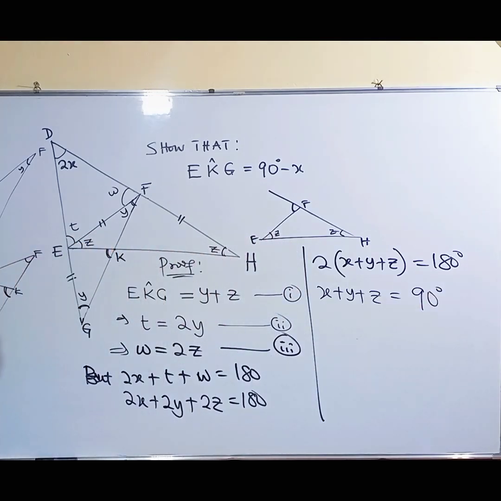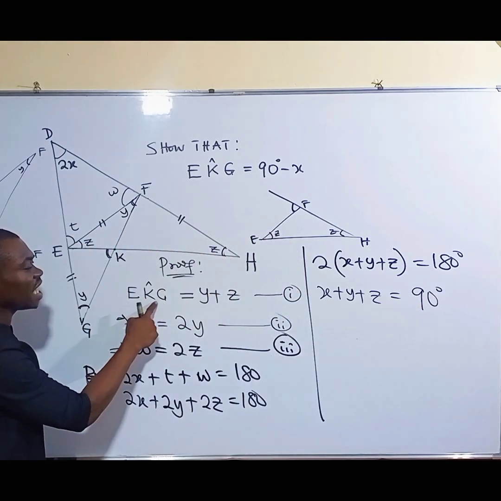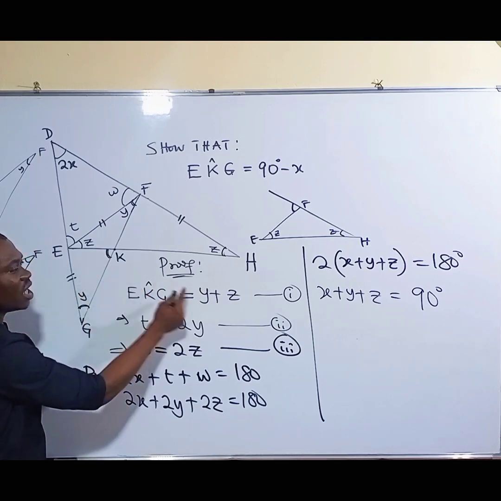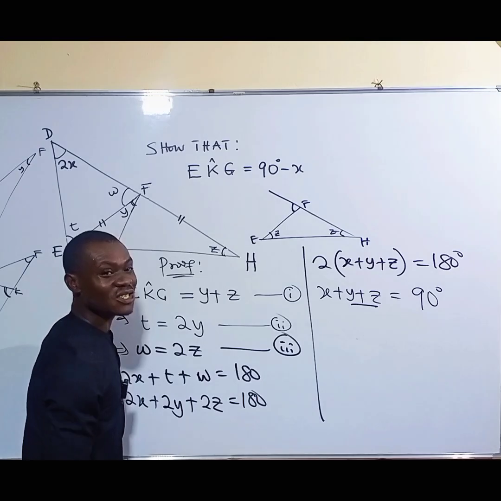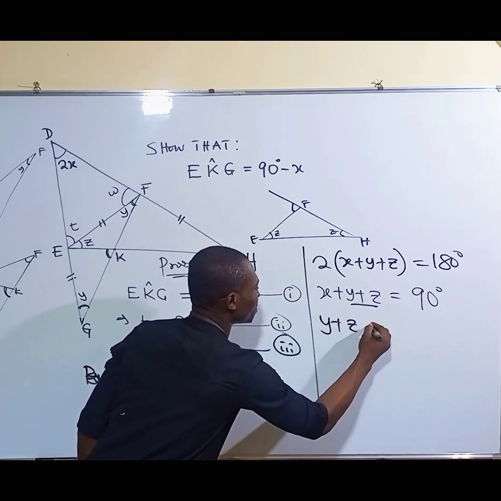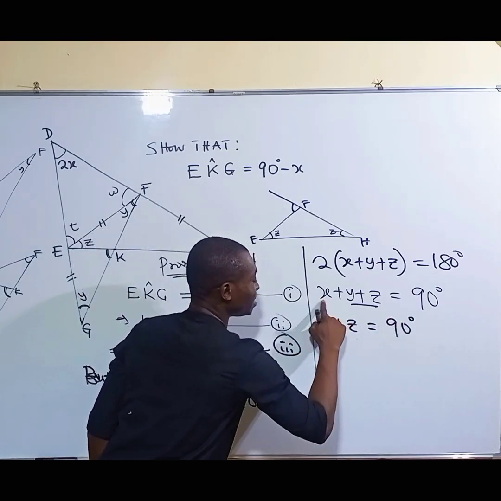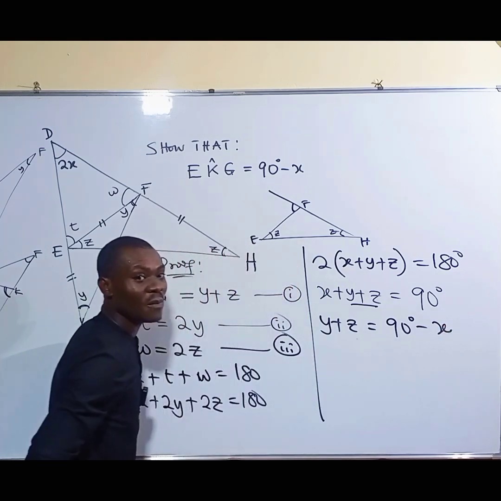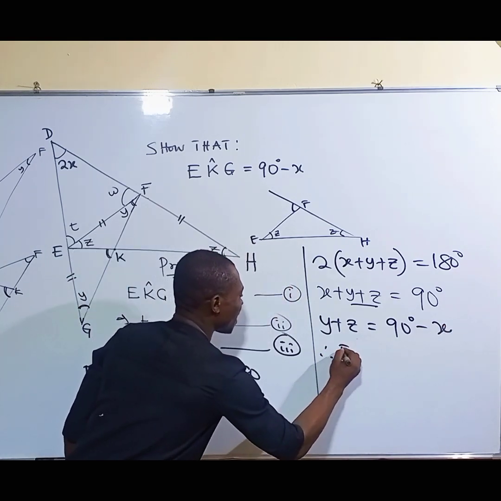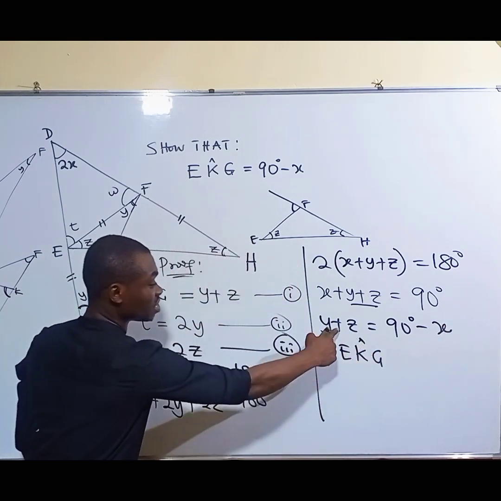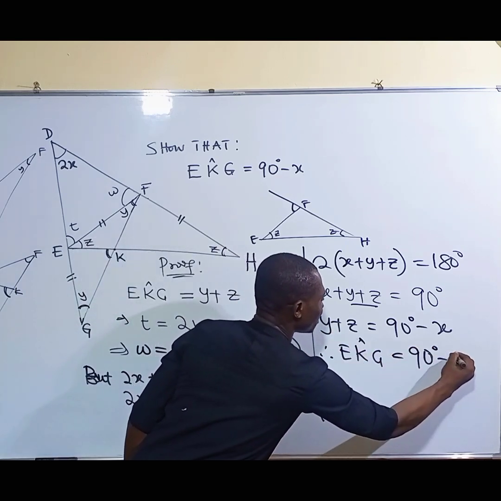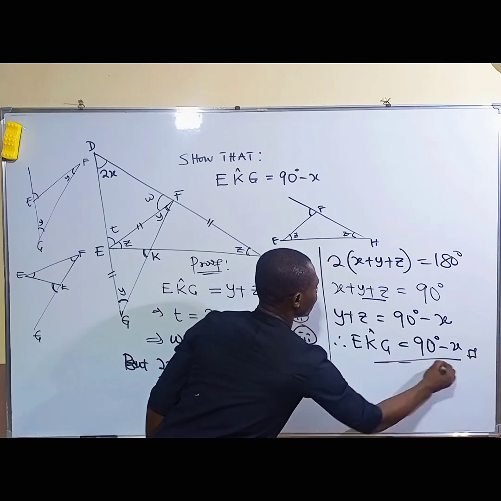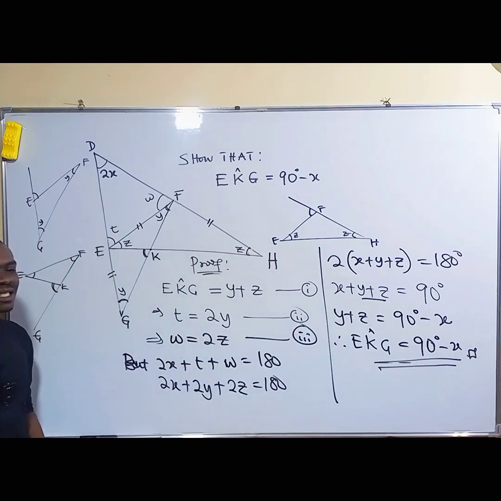Finally, recall that my EKG, which is what I'm looking for, is equal to Y plus Z. So we make Y plus Z the subject, and we have that Y plus Z is equal to 90, and x coming over here will become minus x. Therefore, our angle EKG, which is equal to Y plus Z, is equal to 90 degrees minus x. And we have shown as required. That's what I set out to show us in this video.